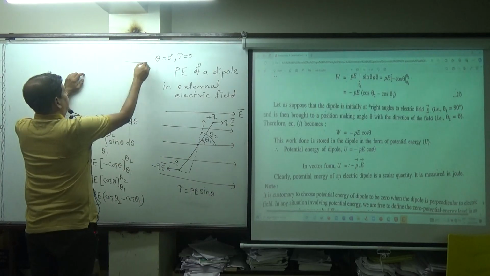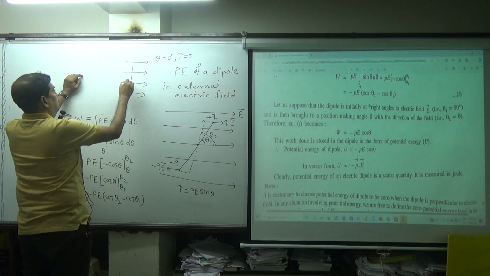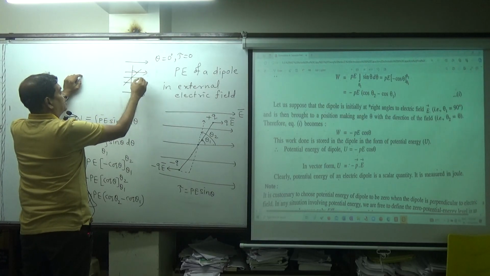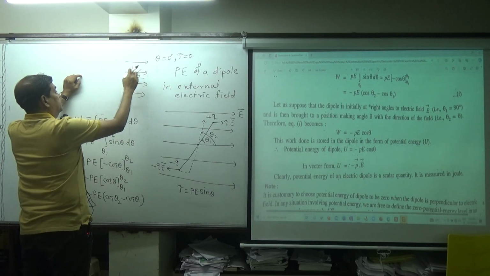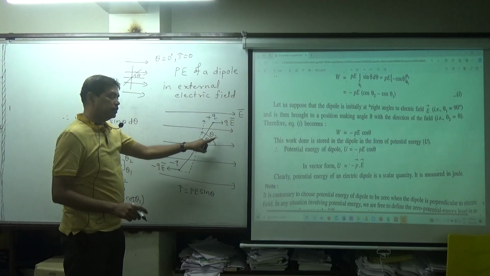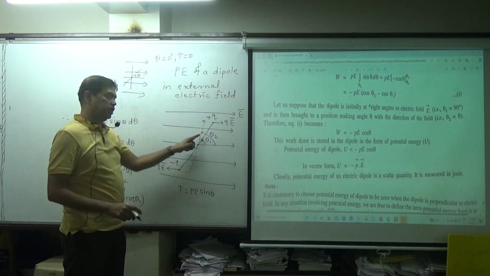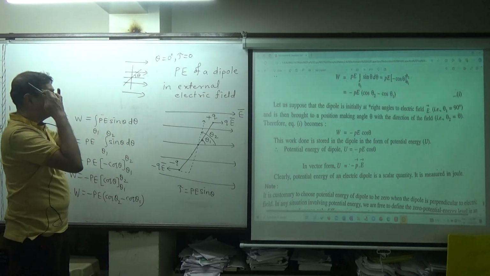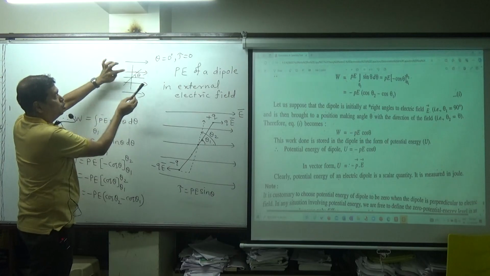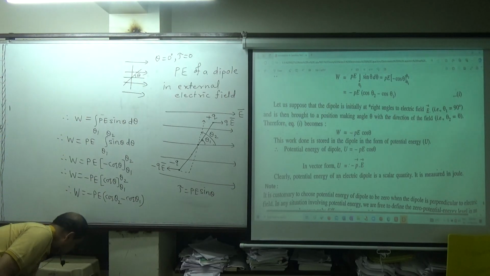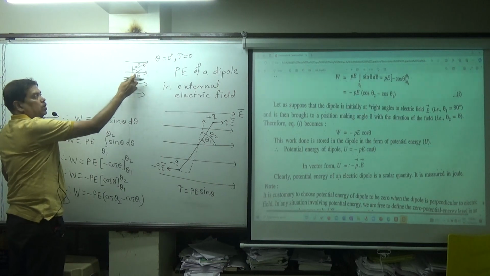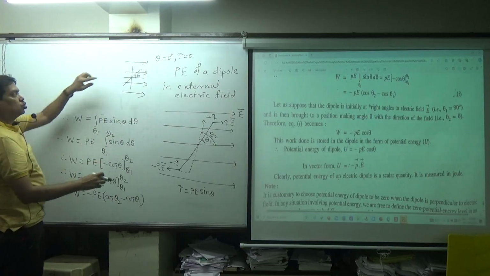Initially the dipole was perpendicular, so theta 1 was 90, and now it is brought to the angle theta with the electric field. Remember, very important: theta 2 is also an angle with the electric field. Otherwise you will get confused that it was at 90 first and then theta was rotated from there. No, from here it is rotated by 90 minus theta, because the total is 90, so the angle with the electric field will be theta. So theta is the angle with the electric field.